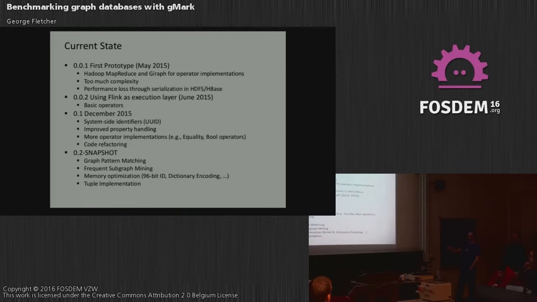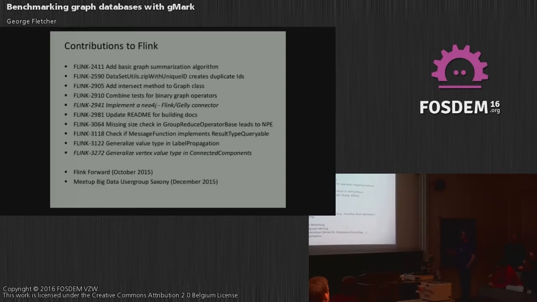Identifiers for keys, property handling, more operators, refactoring, of course. And now we are working, like I said, on header matching, FSM. We are aware of some memory that we can, of course, optimize the footprint of our data, for example, shorter IDs like in MongoDB, dictionary encoding for labels, property keys, and so on. What we also want to try out, like I said, we use POJOs at the moment to represent our objects. We also want to try out a tuple implementation, which is another way of representing your data in data sets.